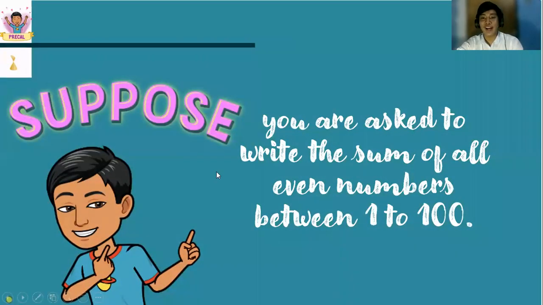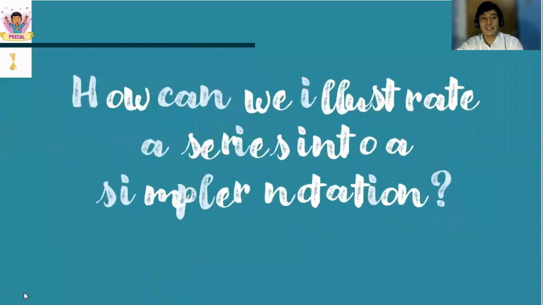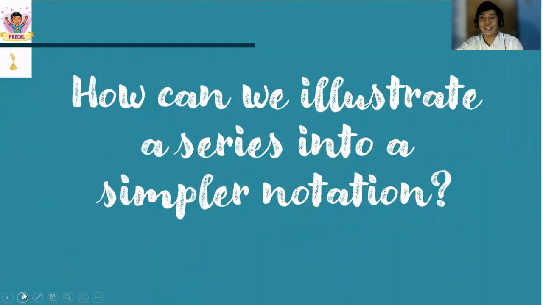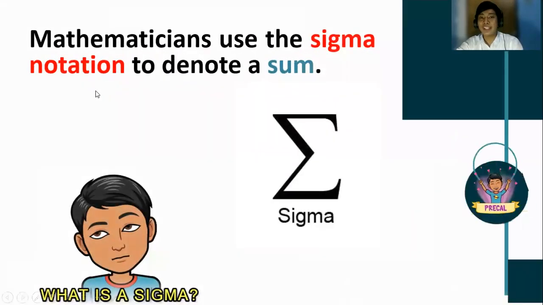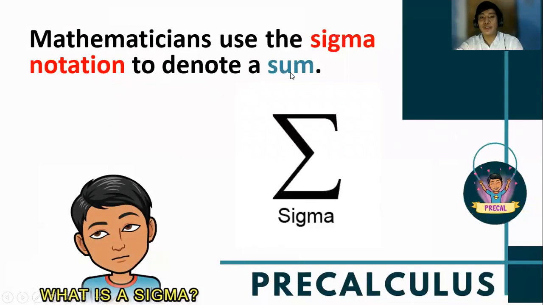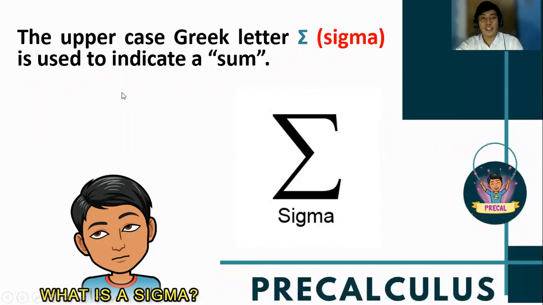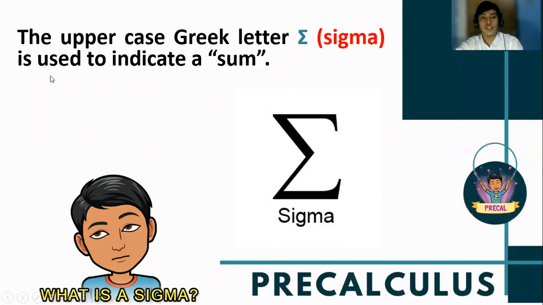So suppose you are asked to write the sum of all even numbers between 1 to 100. Is it difficult to write? Yes, it's difficult. How can we illustrate a series into a simpler notation? So mathematicians use the sigma notation to denote a sum. We will be using this Greek letter sigma. It is the uppercase Greek letter and is used to indicate the sum of numbers.